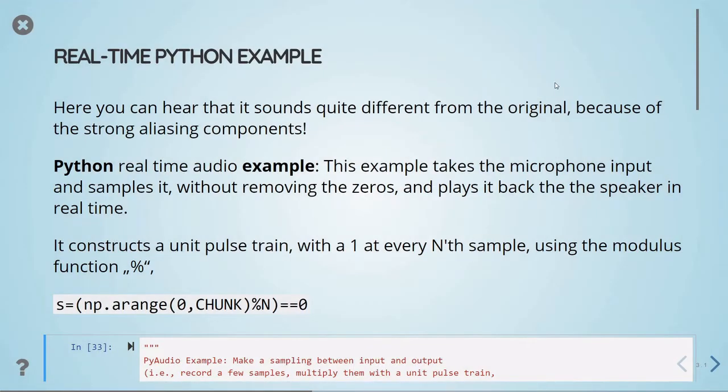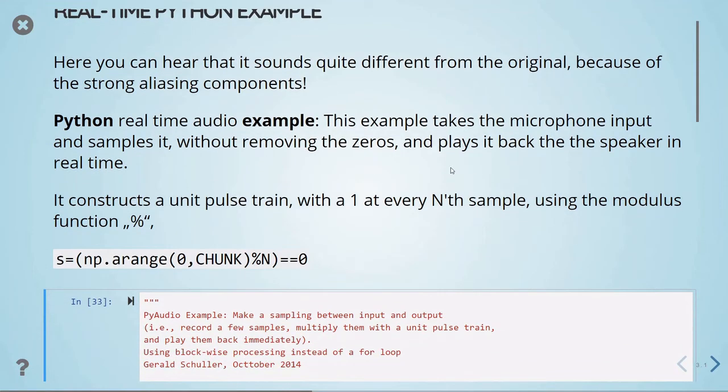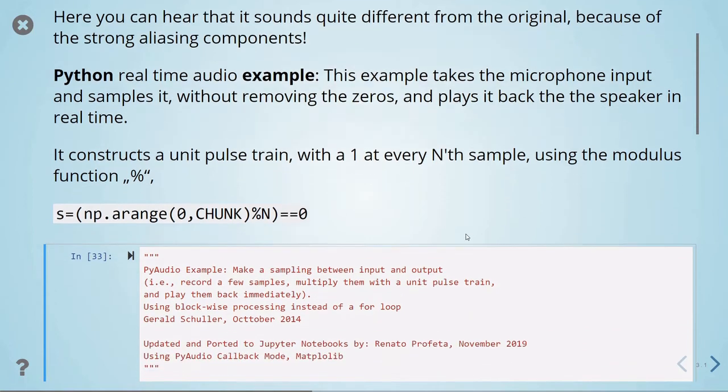We have now another example, a real-time Python example, and here you can hear that it sounds quite different from the original because of strong aliasing components. This example takes the microphone input, samples it without removing the zeros, and plays it back in real time. We construct this unit pulse train using the modulus function, with a 1 at every nth sample.